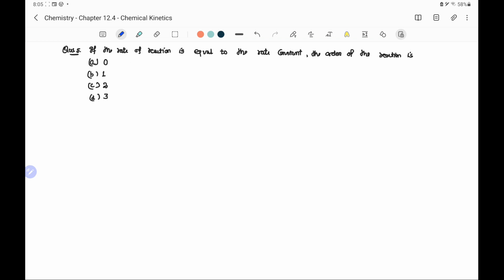Next question is, if the rate of a reaction is equal to the rate constant, that means rate of the reaction R, equal to minus change in concentration divided by time, is equal to the rate constant. That means it does not depend on the concentration, and this is true for the zero order reaction.